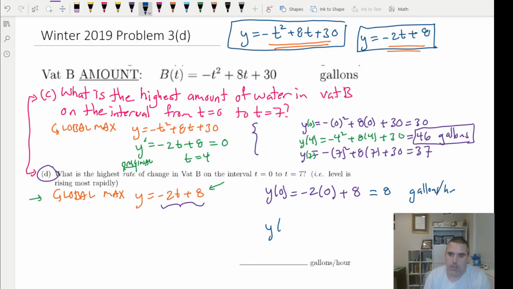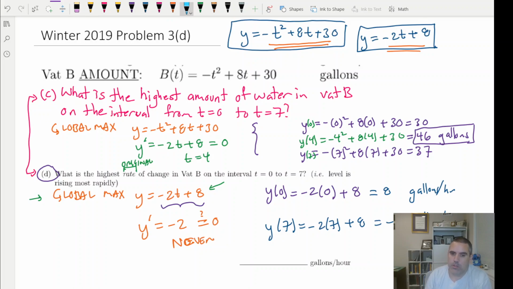And then we need to know at 7 what it is. So this is negative 2 times 7 plus 8. So that's going to be negative 6 gallons per hour, which is weird. It's losing. I don't know. Losing? Yeah. Anyways, then we need to take the derivative. The derivative of this is negative 2. We set it equal to 0, and there are no solutions to this. Never.